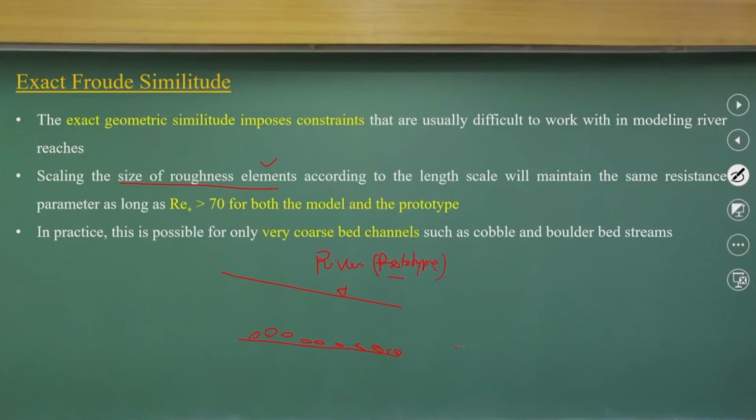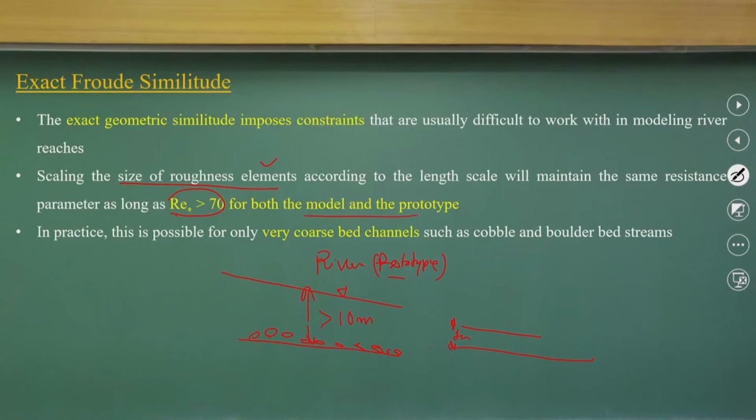Okay. And you have scale models, which will be a few centimeters, and you have, in terms of meters, 10 meters. So you need to look at the resistance; you are saying they are of the same order. If you look at it that way, the size of roughness elements according to the length scale will maintain the same resistance per meter length as long as the grain Reynolds number is greater than 70 for both the models and the prototypes.